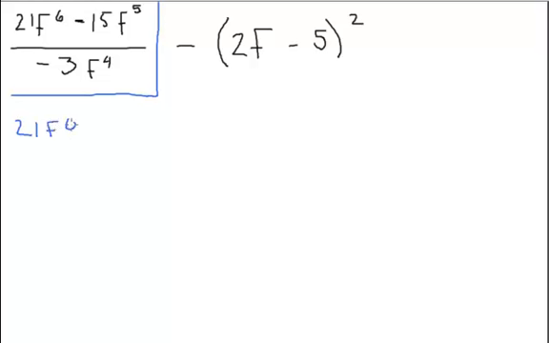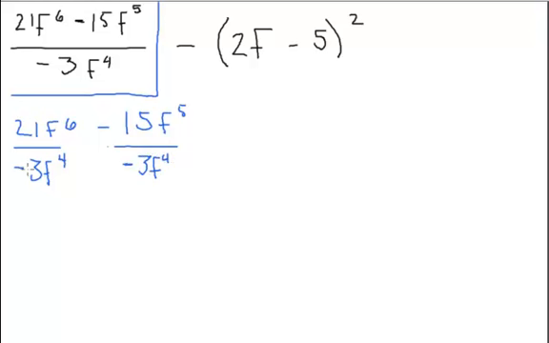Okay? So I have 21f^6 minus 15f^5 for my numerator. Now, it's a binomial, and I'm going to divide it by this monomial. I'm going to break it up into individual monomials, so I'm going to divide by my denominator, which is negative 3f^4. And don't forget that negative there, okay? So I'm going to have another negative 3f^4.